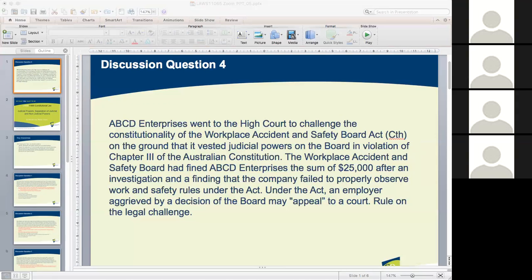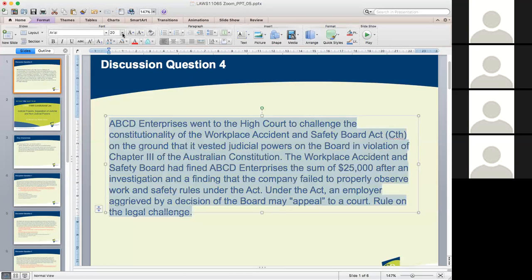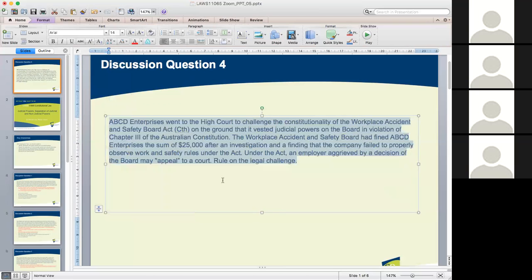What do you think? What is the legal issue? Can I get volunteers? What's the legal issue? So we can finish this. Volunteers? How many are there? Okay, somebody. I'll have a go. It's probably wrong, but I'll give it a shot. Scott. Okay, Scott. Yes.